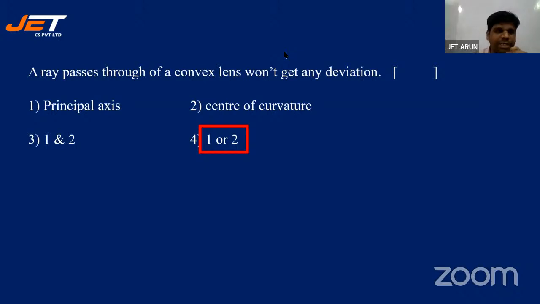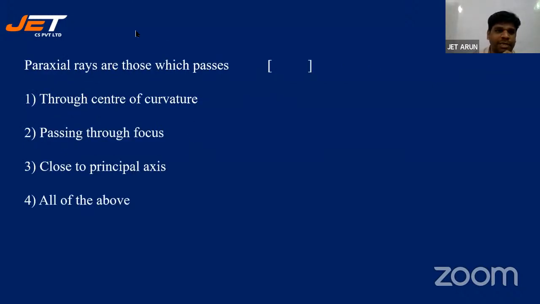Yes, Saujanya, you're saying something, but I got your point. All right, let's go for the next one. I'll correct this, don't worry. Paraxial rays are those which pass through center of curvature, passing through focus, close to principal axis, all the above. We have talked about the definition of paraxial rays yesterday also.